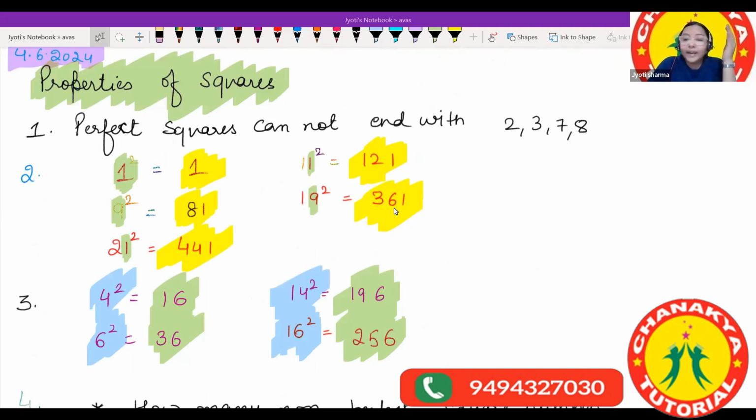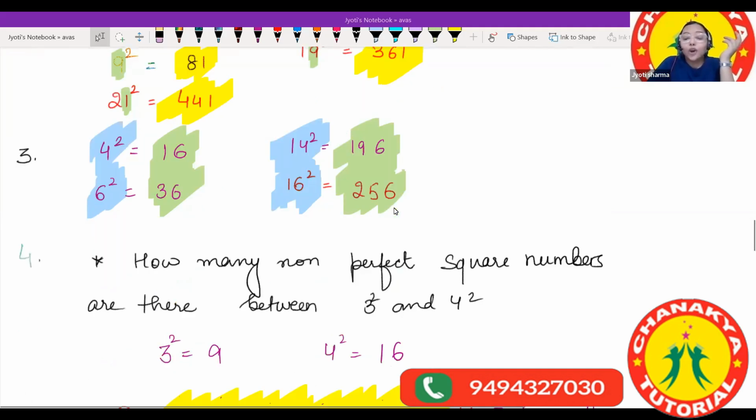They will be ending by 1, then 4, and you tell me. Ma'am, 1, 4, 6, 9, and 1, 0. Yes, ma'am. After that, how many non-perfect square numbers are there between 3 square and 4 square?